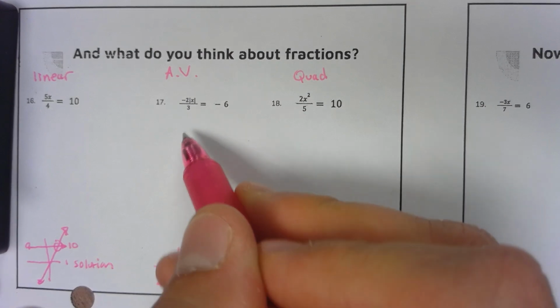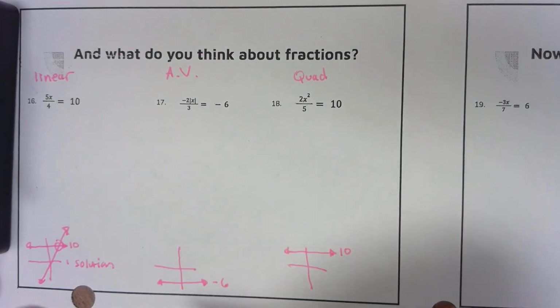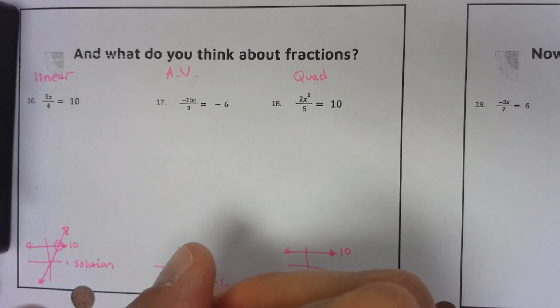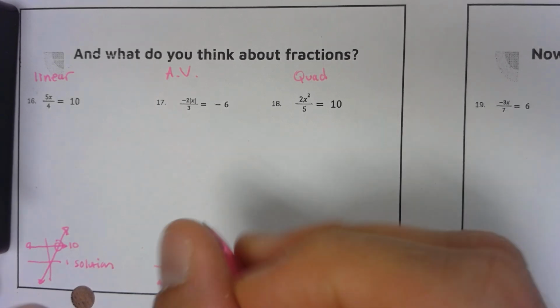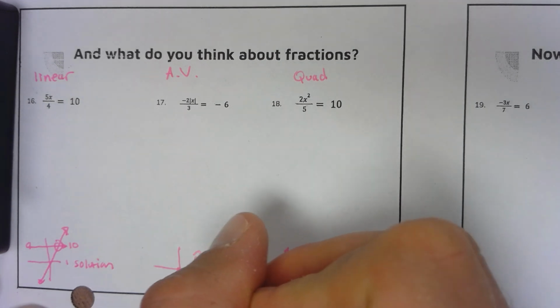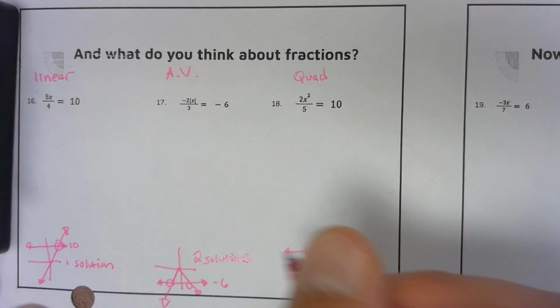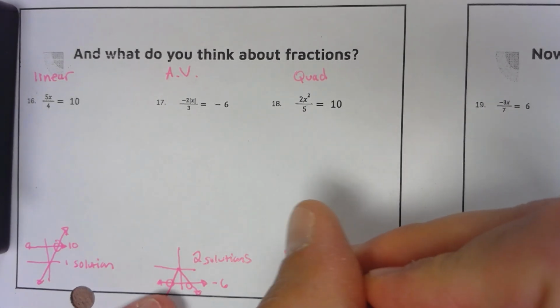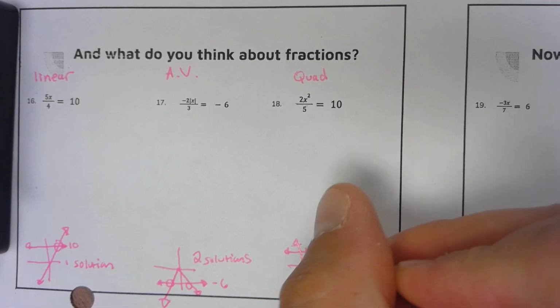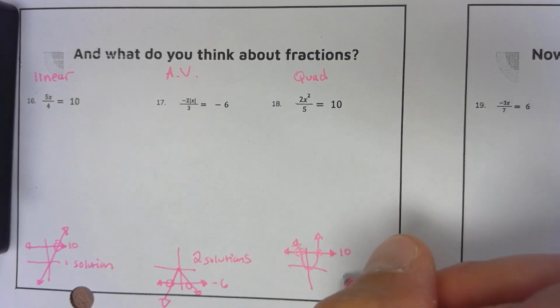This absolute value, that's like negative 2/3 times the absolute value of x. That is negative. So it opens down. And I'm saying that we should get 2 solutions with this again. And then the quadratic, that is positive, so it opens up. And thus, we're going to get 2 solutions.